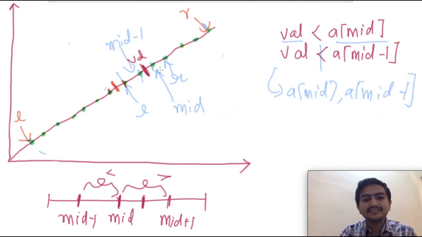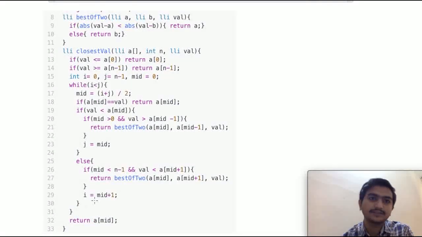So basically, the general approach of this concept is to find the two closest elements to the given value, and then compare and pick whichever is the closest one, right? Once we go to the code, it will become more clear. Okay, so let's go to the code.